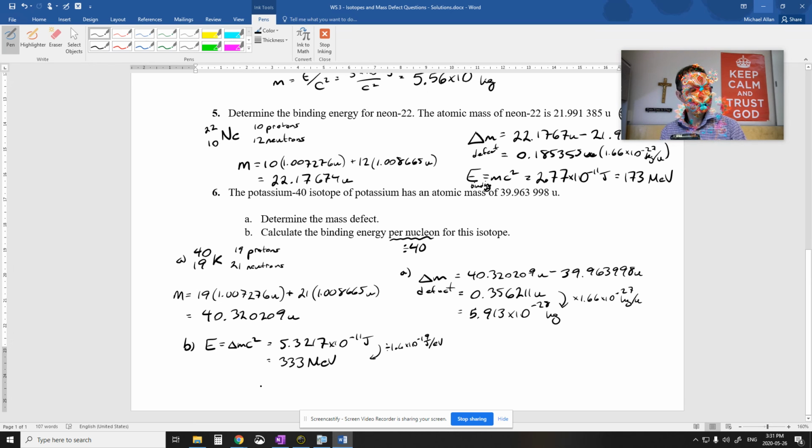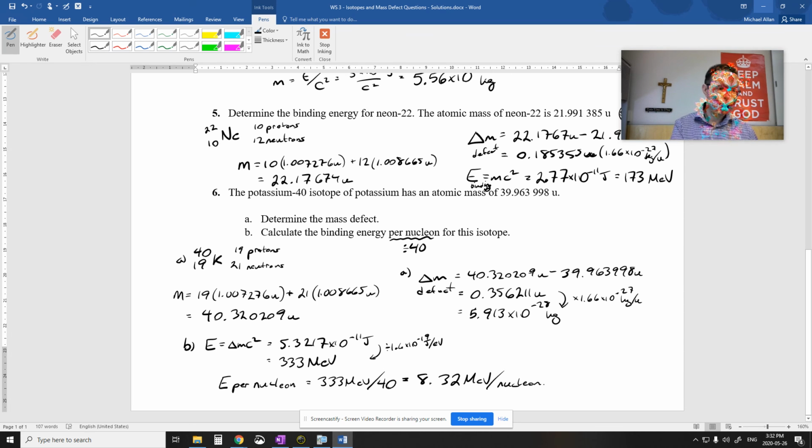Okay, and the last step is I'm going to take this. I want the energy per nucleon, which is that number divided by how many nucleons are there? There's 40 of them. So I'm going to divide it by 40 nucleons. So I get 8.32 mega electron volts per nucleon. There we go. Very cool.